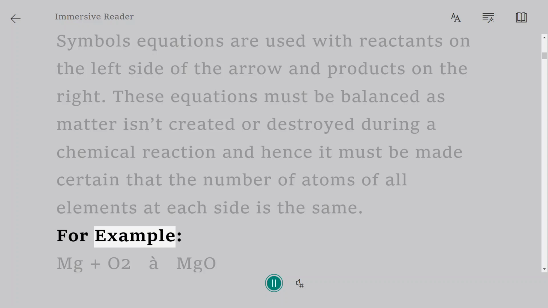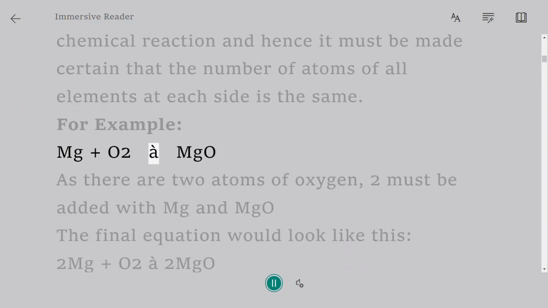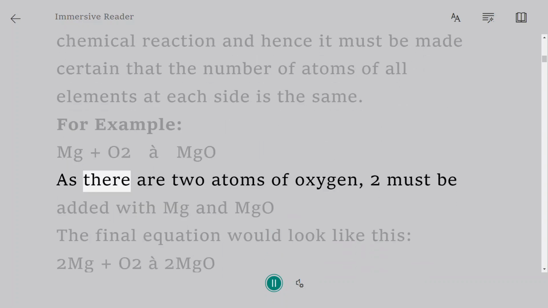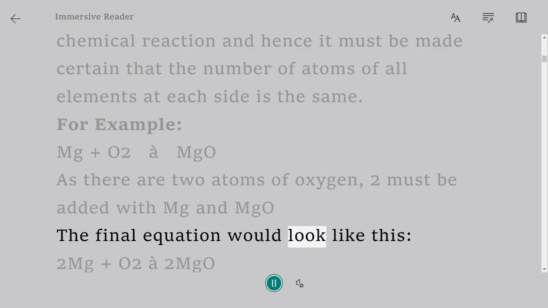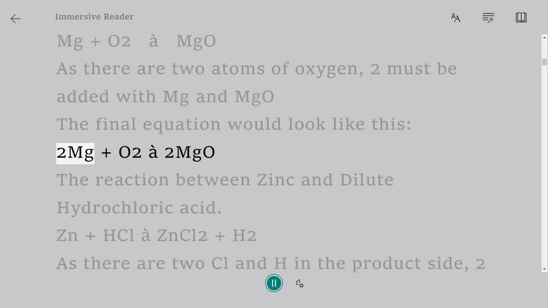For example, Mg plus O2 gives MgO. As there are 2 atoms of oxygen, 2 must be added with Mg and MgO. The final equation would look like this: 2Mg plus O2 gives 2MgO.